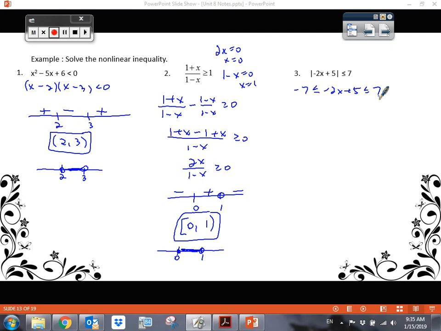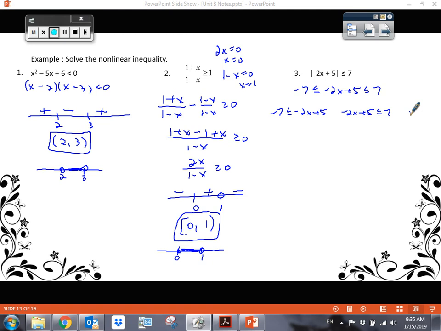Now some students like to leave it together and solve it as one piece. You certainly can do that. I think it's probably a little less confusing to write the two inequalities that are there. We're going to use the middle part twice. It's going to go with this side and with this side. So I'm just going to write them separately. Negative 7 less than or equal to negative 2x plus 5, and negative 2x plus 5 less than or equal to 7. Just two separate ones to avoid any confusion.